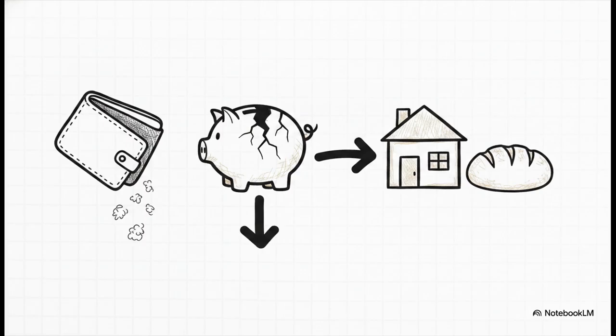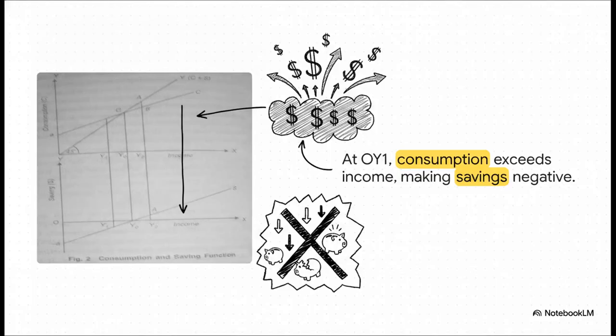But wait, if you have zero income, how are you paying for that consumption? Well, you have to borrow it, or you drain your past savings. Because of this, at low income levels where consumption is greater than income, savings actually has to be negative. We call this dis-saving, and it means our savings curve literally starts below the zero line, at negative A on the vertical axis.